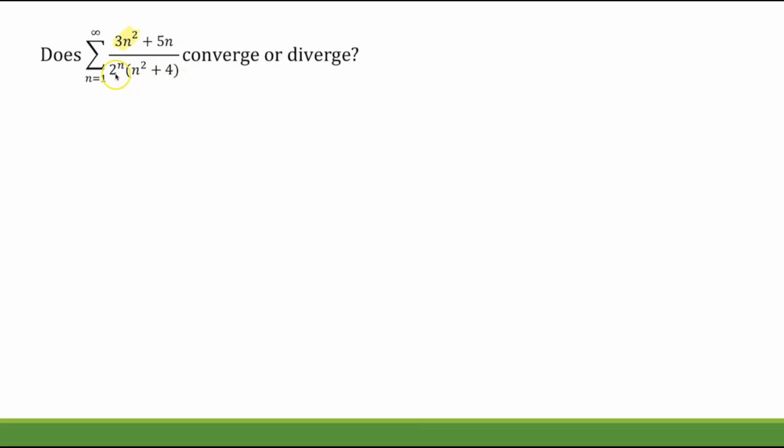So if I thought about distributing in the 2 to the n, the dominating piece would be 2 to the n times n squared. And so if I think about taking those pieces and simplifying them down, so the sum of n equals 1 to infinity of 3n squared over 2 to the n times n squared, well, the n squareds actually cancel out. And so I have just the sum of n equals 1 to infinity of 3 over 2 to the n, which is a convergent geometric series.